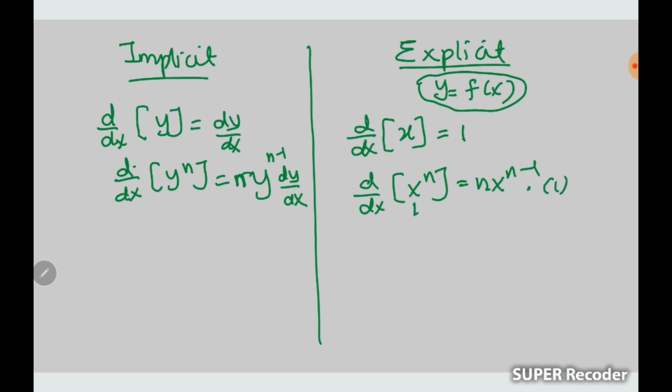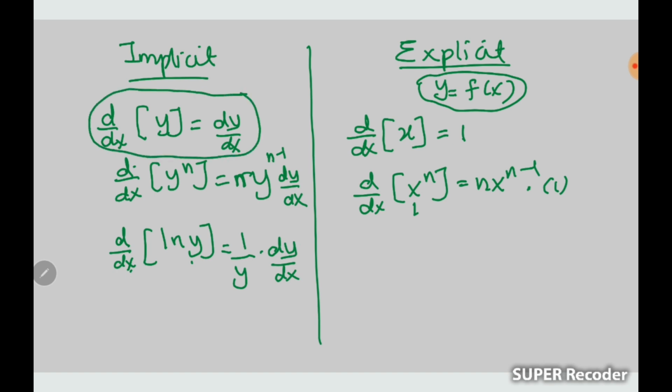Differentiating x gives 1, you don't have to write it actually. Last one, if you want to differentiate ln y, where the function is in terms of y, with respect to x, the answer is 1 over y, then followed by dy/dx. So you need to memorize that every time you differentiate y, the answer is dy/dx. And differentiate ln x as usual, the answer is 1 over x.